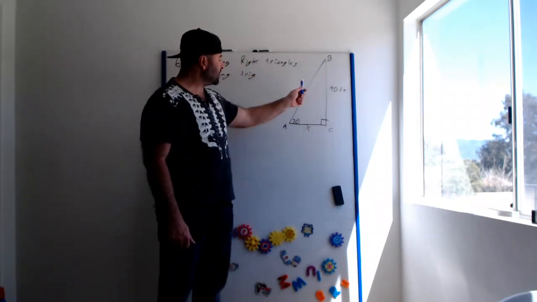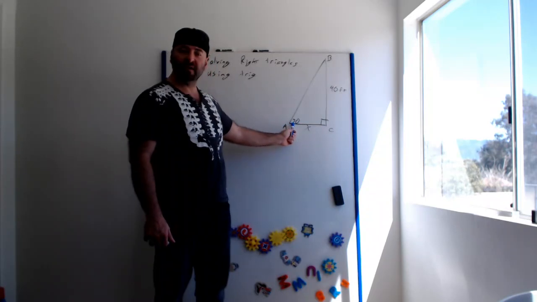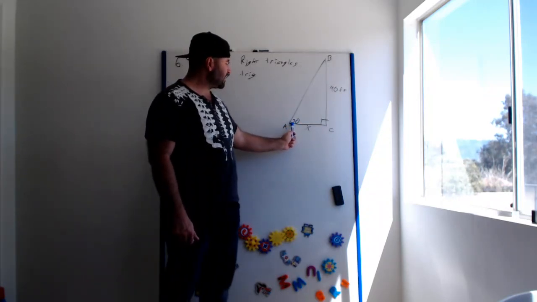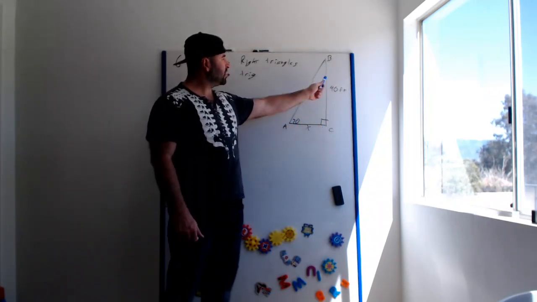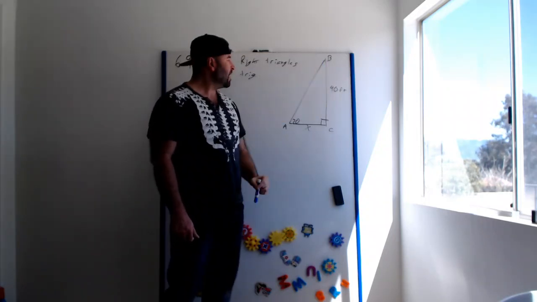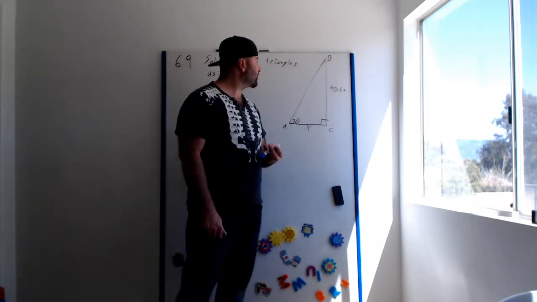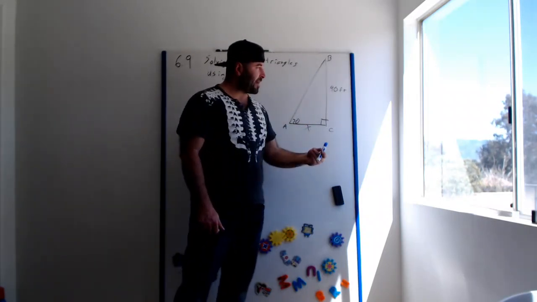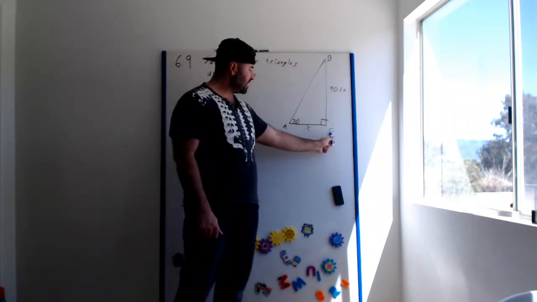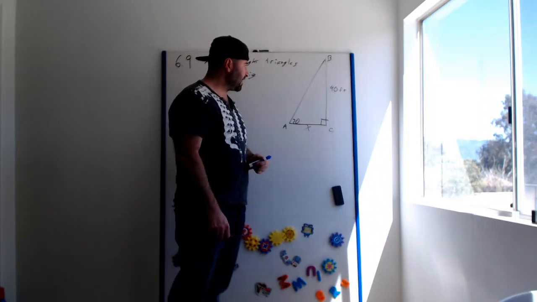I have a right triangle, triangle ABC. One angle is 70 degrees. There's a right angle, and you can easily figure out what the remaining angle is right over here. From the information that I'm given, side BC is 40 feet, and I'm asked to solve for side AC. So that's my x right there.